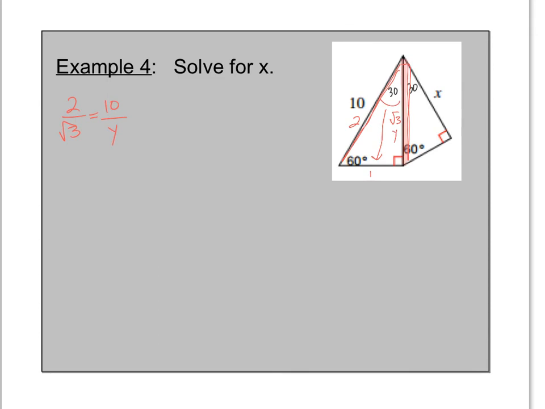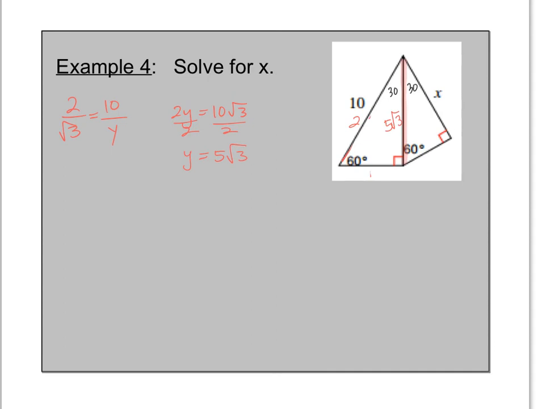Cross multiply, you get 2y equals 10 root 3. Divide by 2, you get y equals 5 root 3. So 5 root 3 is, well, let me just erase here and I'll show you on the picture. So 5 root 3 is this side right here. Now we can use the 5 root 3 to get the x.